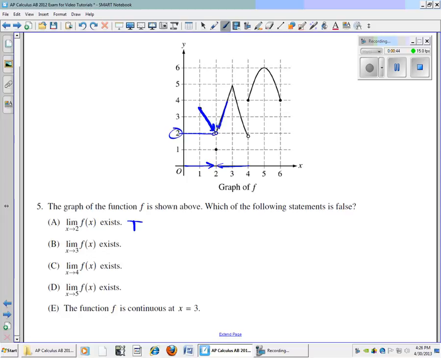Let's look at part B. It's asking, as we approach the value of 3, does the limit as x approaches 3 of f of x exist? So I'm going to erase what we have. And so the limit as you approach 3 from the left and 3 from the right, you're approaching the function itself. That has a limit of 5, and they are meeting, so that also exists. So that's true.